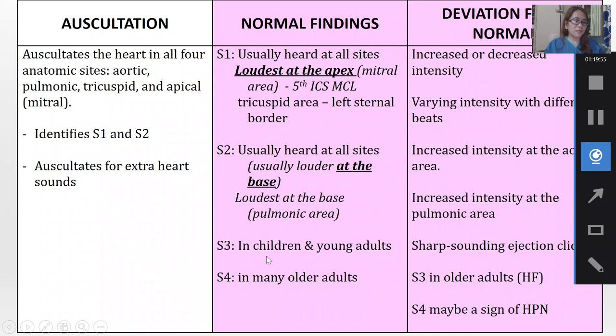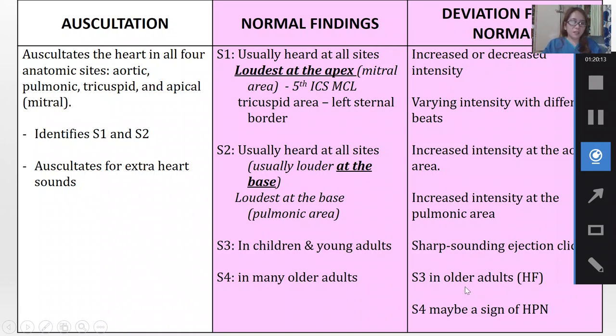In children, S3 and in young adults is normal. S4 is normal in many older adults. So, these are the deviations. There is a problem when there is increased or decreased intensity.